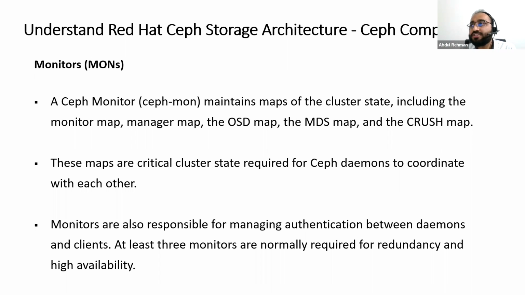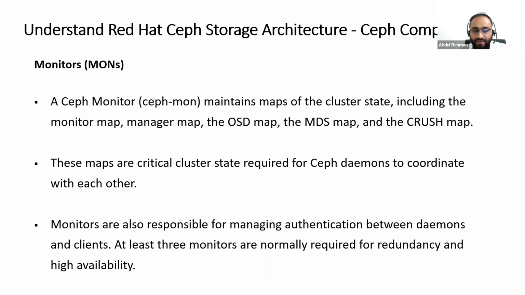So then we have an OSD map. As I said, OSD stands for object storage device, and you can simply consider it a storage server on which disks are available and you store the data. And MDS stands for metadata server, and MDS is for the Ceph file server for NFS. So the NFS backend normally runs on the MDS map. And then the CRUSH map is basically the map of the physical infrastructure or physical storage solution deployed. So these maps are critical cluster state required for Ceph daemons to coordinate with each other.